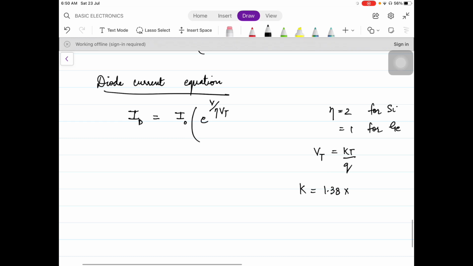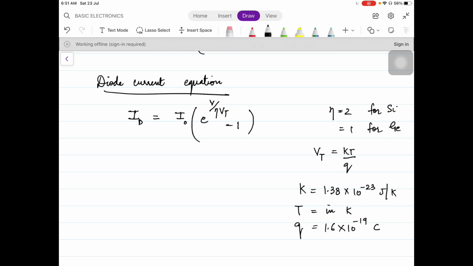Its value is 1.38 into 10 raised to the power minus 23 joule per Kelvin. T, temperature, will always be taken in Kelvin. So if temperature is given in degrees Celsius, you can convert it into Kelvin by adding 273. And q is the charge, that is 1.6 into 10 raised to the power minus 19 coulomb. So the equation is e raised to the power V upon eta Vt, minus 1. Minus 1 is not in the power of e; it is downwards. All right. So I naught is the reverse saturation current.